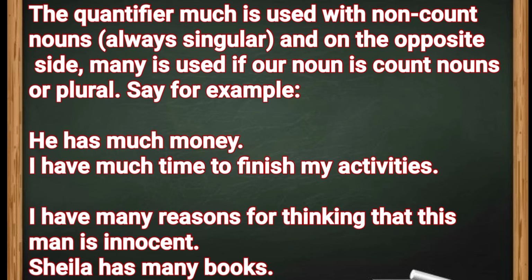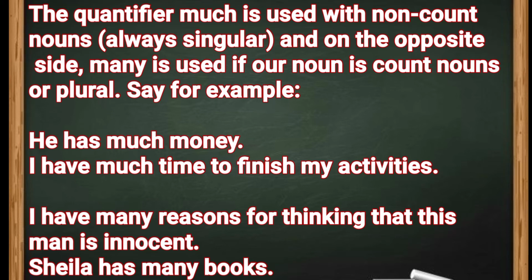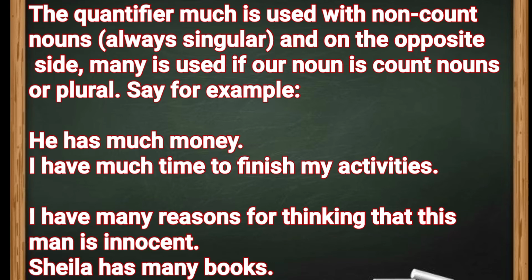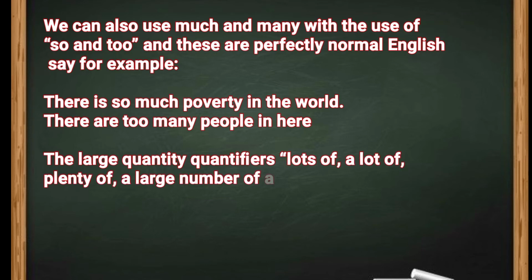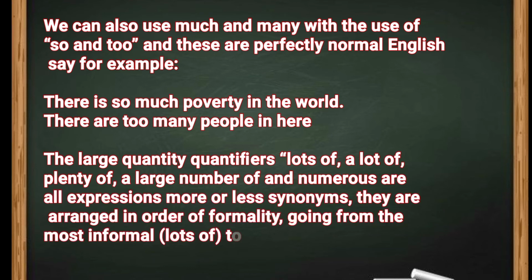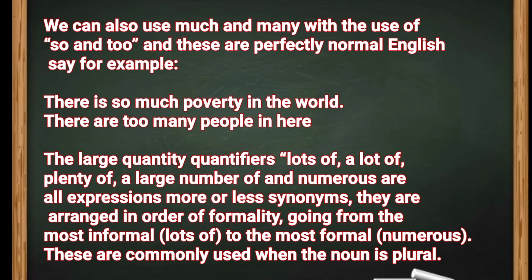Say for example, he has much money. I have much time to finish my activities. I have many reasons for thinking that this man is innocent. Shalla has many books. We can also use much and many with so and too, and these are perfectly normal English. Say for example, there is so much poverty in the world. There are too many people in here.